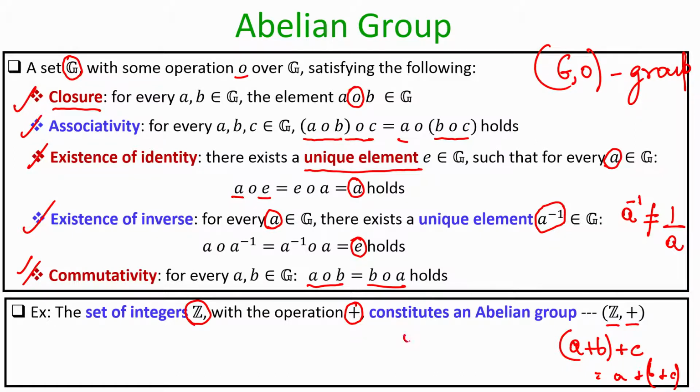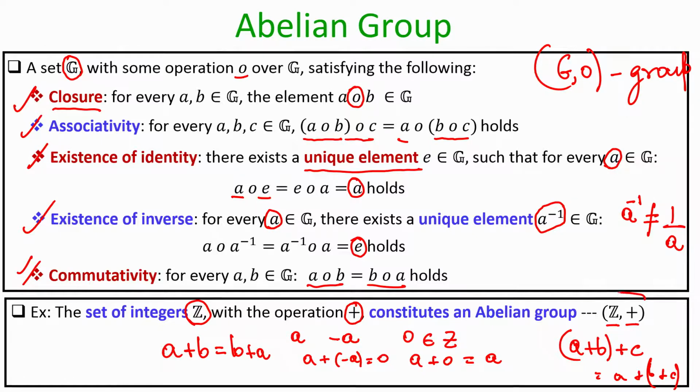The element 0 belonging to the set of integers constitutes your identity element, because A plus 0 for every integer A is going to give you back the element A, and for every integer A, you have the corresponding integer minus A also belonging to the set of integers, such that A plus minus A is going to give you the identity element, namely 0. And it is easy to verify that for any 2 integers A and B, A plus B is the same as B plus A. So, the commutativity property is also satisfied.